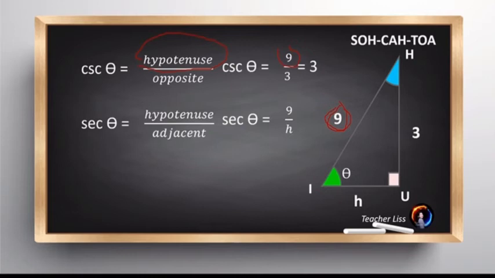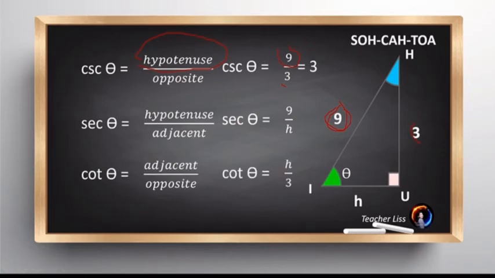Your secant theta will be 9 over h. 9 is your hypotenuse again, and your adjacent is h. Cotangent theta is adjacent over opposite. Well, your cotangent theta will be equal to h over 3, because this is your adjacent and your opposite is 3.